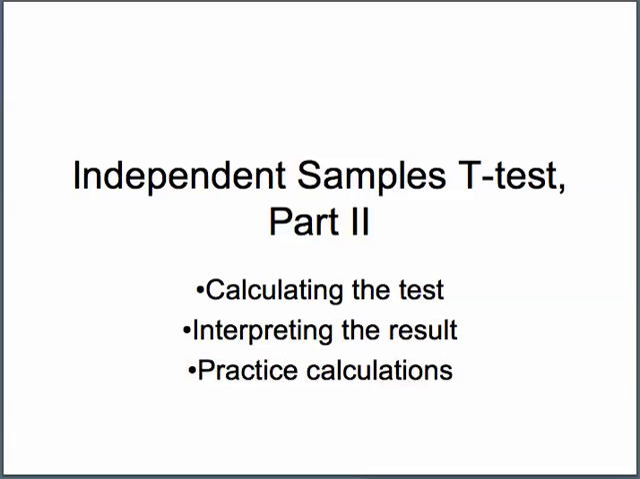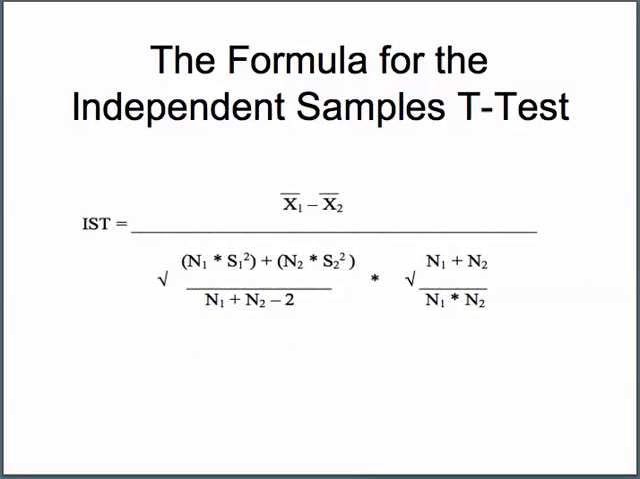This presentation is the second of two presentations on understanding, calculating, and interpreting an independent samples t-test. To recall, the independent samples t-test is a versatile test that works when we have two subsets of a larger sample of data and we want to test whether or not there are significant differences between the samples. We took our first step at understanding the formula in the first presentation. As a reminder, here is the formula for the independent samples t-test.